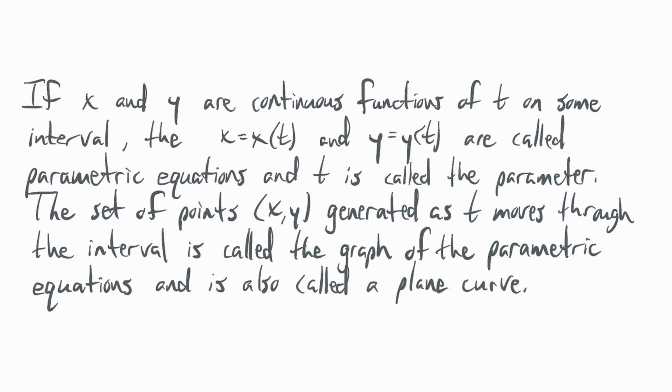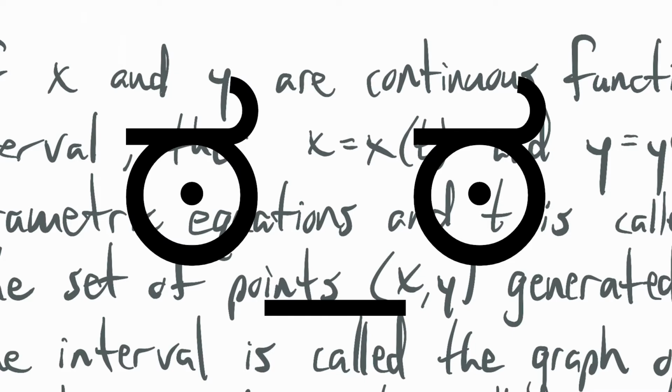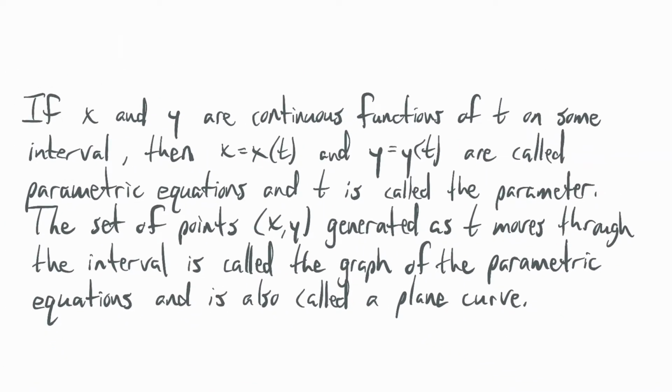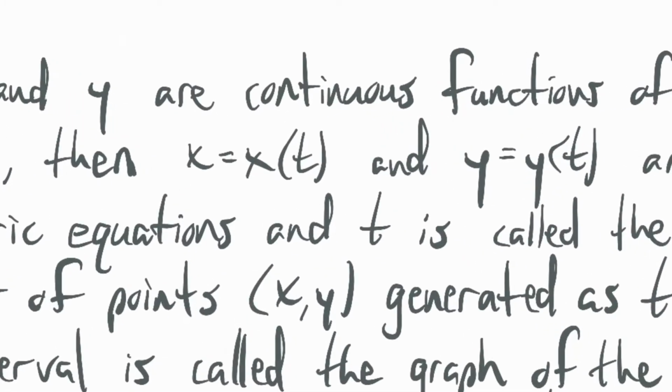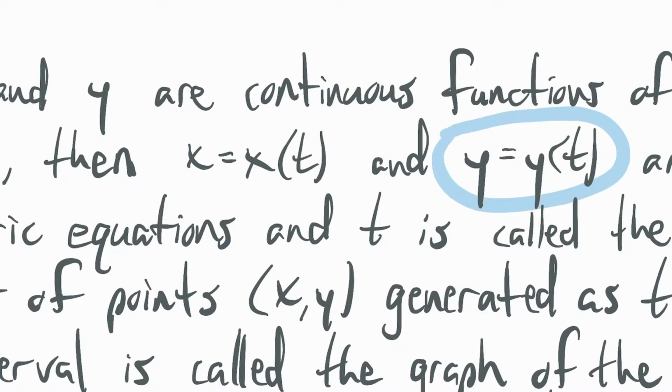So if x and y are continuous functions of t on some interval, then x equals x of t and y equals y of t are called parametric equations, and t is called the parameter. This is notation that you've seen in Cal 1 at some point, where the name of your function can be the same symbol as the variable involved. So y equals y of t. This right here is not y times t, this is y of t. In this context, y is the name of the function. But y equals y of t. In this context, y is the name of the variable. So it's serving a dual purpose here.